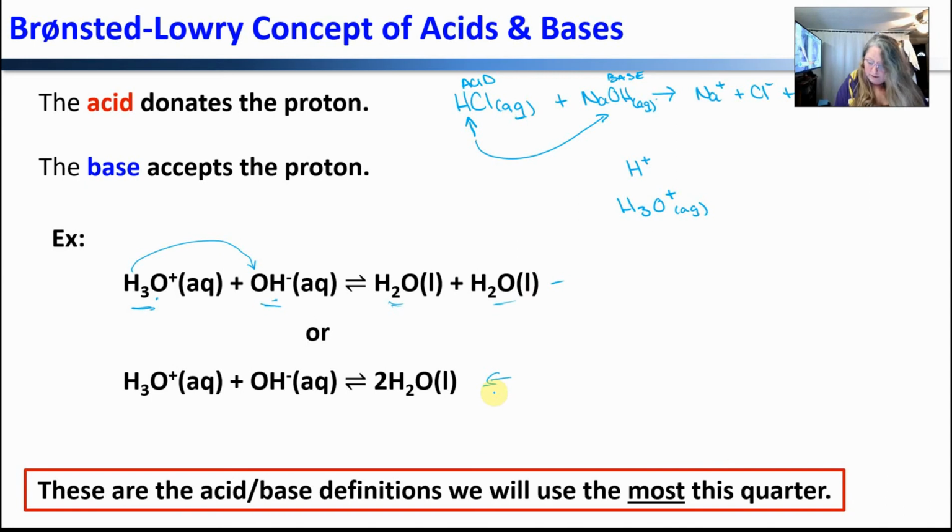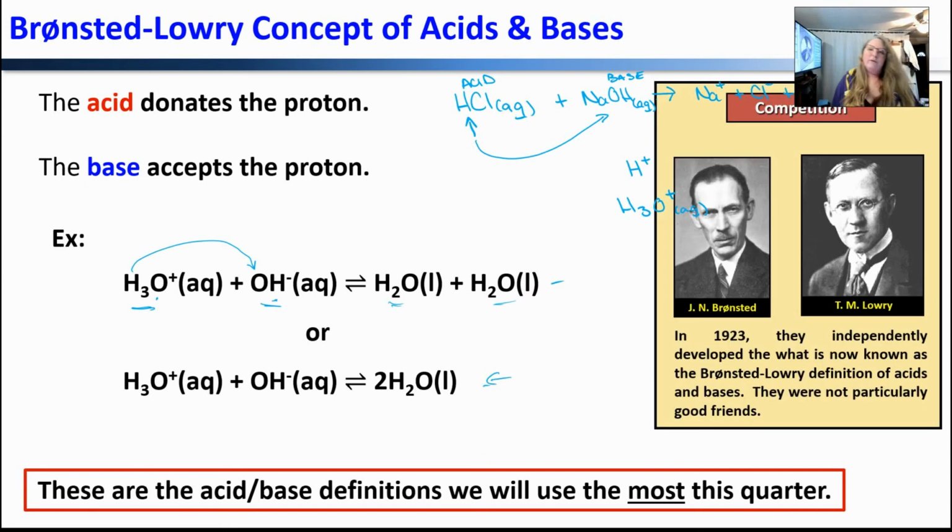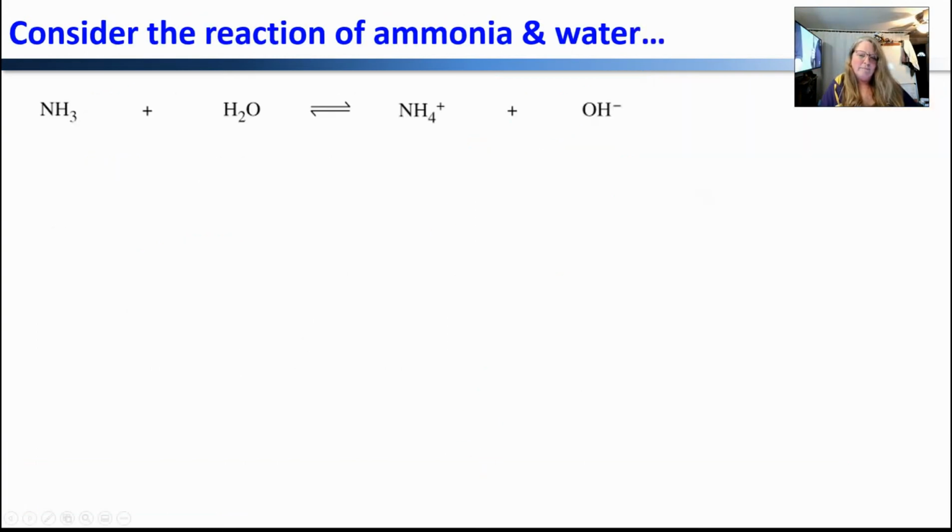And a fun little history tidbit for you. Bronsted and Lowry didn't actually much care for each other, but they came up with this definition, apparently independently. I don't know enough about the history for why they didn't get along. I'm guessing it has something to do with the competition for getting their name on how we define an acid or a base. It's kind of fun. You could go look that up.